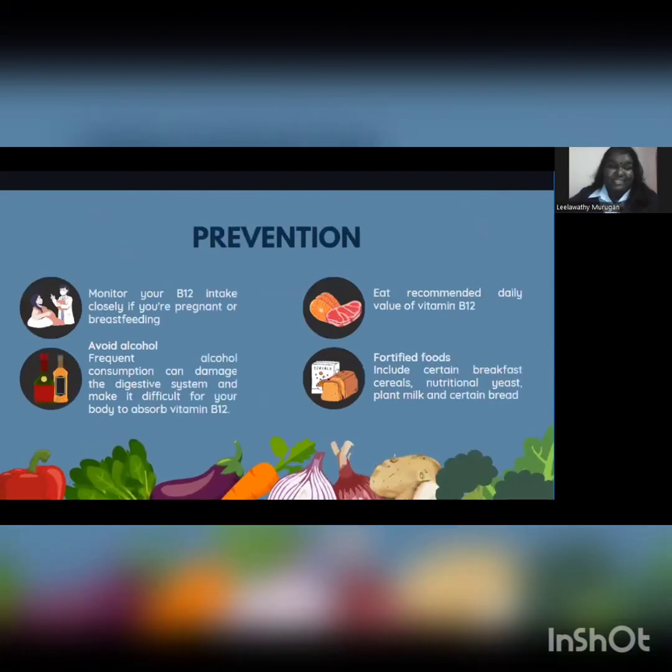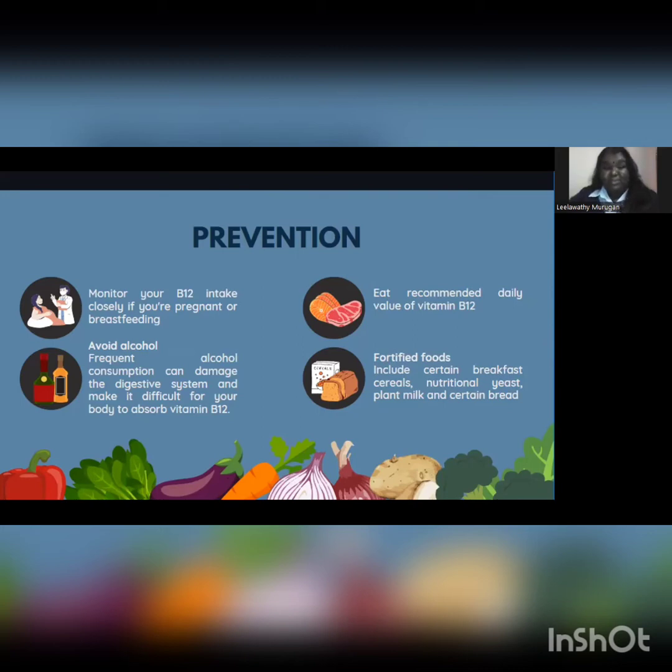As for the prevention, monitor your B12 intake closely if you're pregnant or breastfeeding. Apart from pregnant or breastfeeding, everyone should also monitor their intake of vitamin B12, because vitamin B12 should always be at a good level, not more or less. Both will cause serious problems.